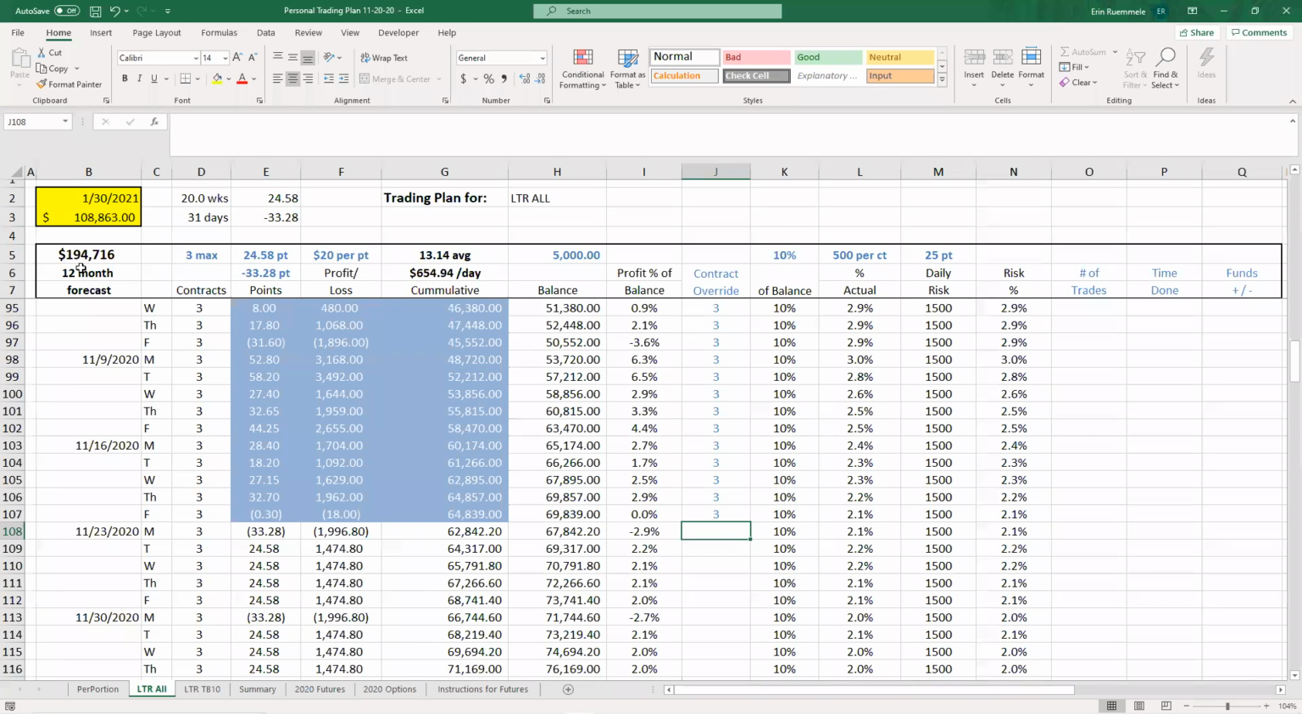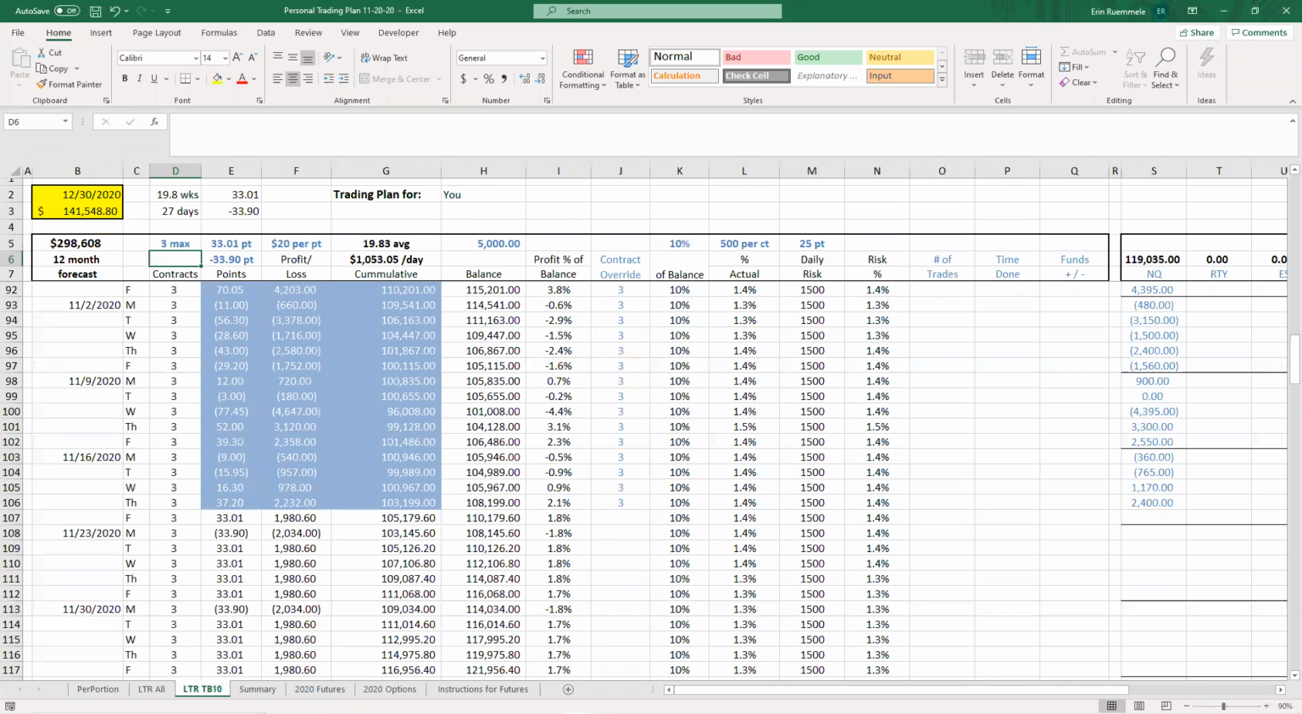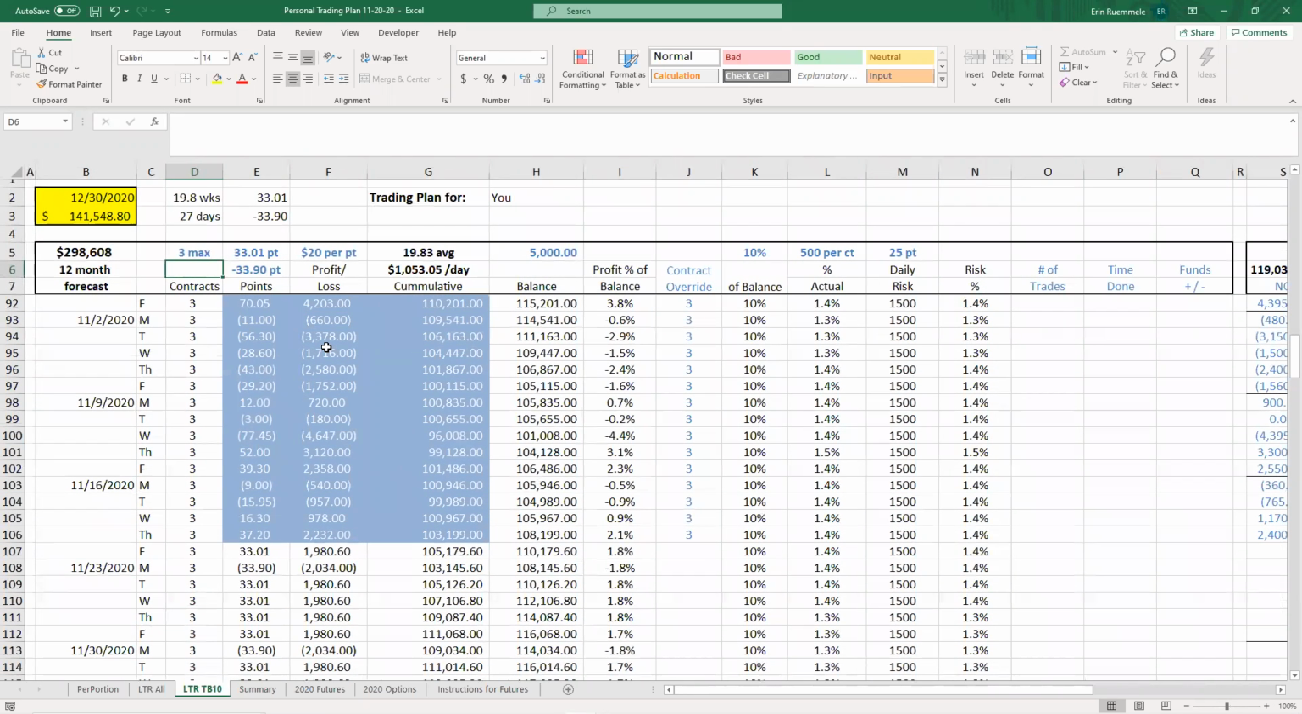So right now, the 12-month forecast says $194,716 is how much the account is forecasted to be in 12 months. That will change a little bit as we continue to trade and as we continue to adjust our averages and project out for our 12 months. And then the other category that we track here is a 7 to 4 trend bias and continuation trades only.